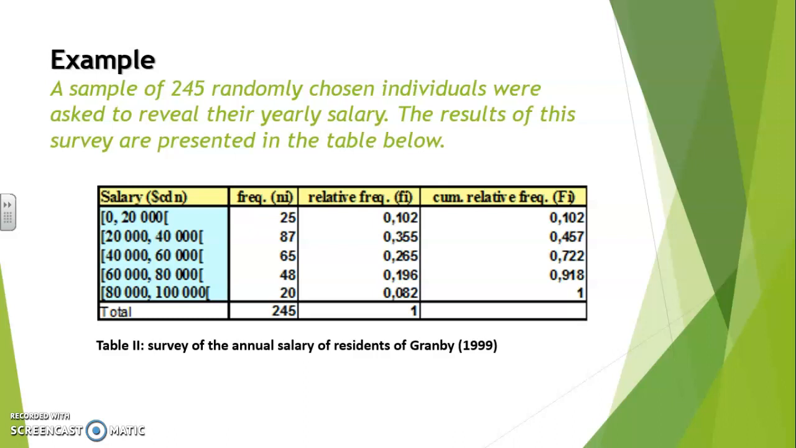And finally, there's the cumulative relative frequency, which would have to go to the right-hand border of each group. So once again, just to pick an example, 91.8% of the respondents earn less than $80,000.